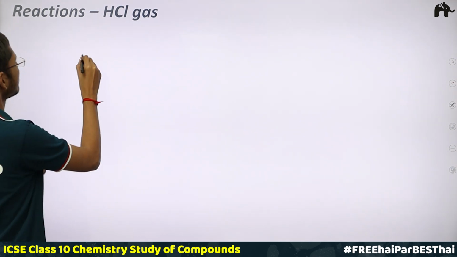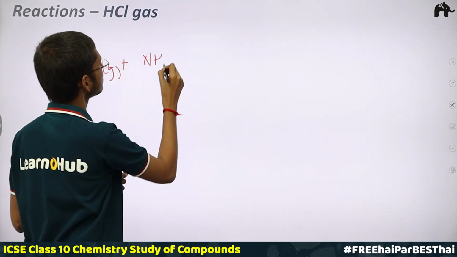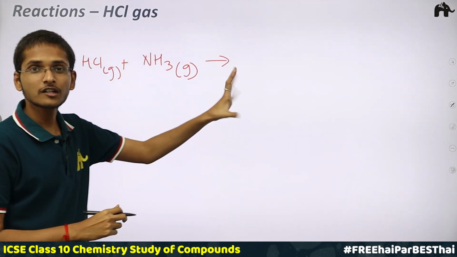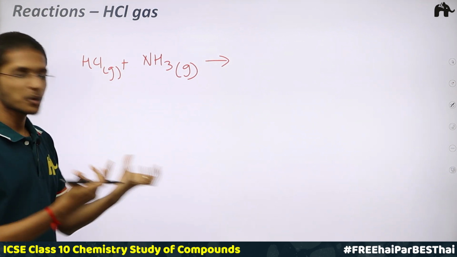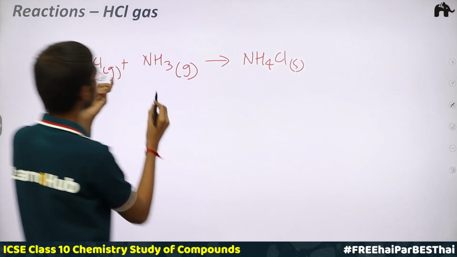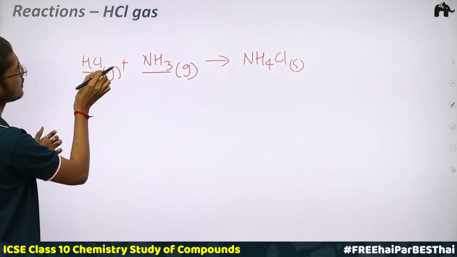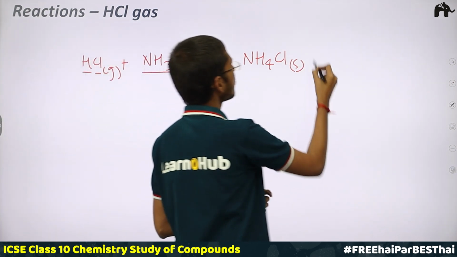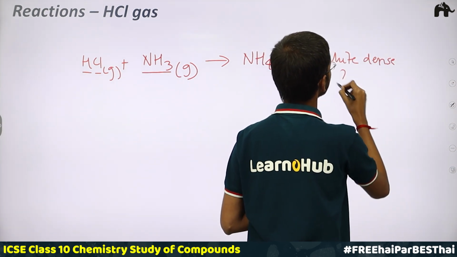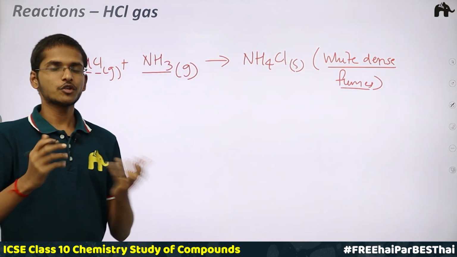If we take HCl gas and allow it to react with ammonia gas, you would be surprised to know that we would get a product which is not a gas, but a solid. The product is ammonium chloride, which is solid. See, NH3 plus HCl gives NH4Cl. You would observe white dense fumes of ammonium chloride. It's very beautiful to see this reaction.